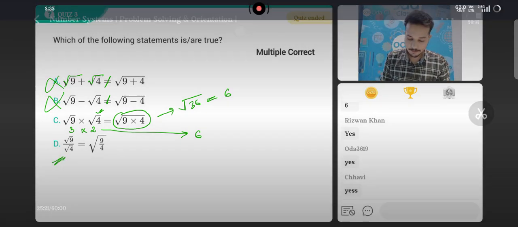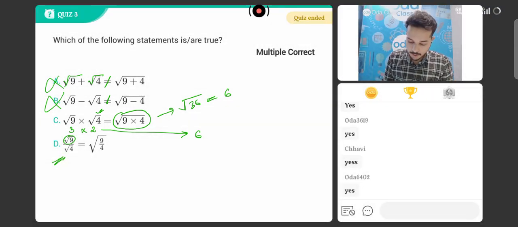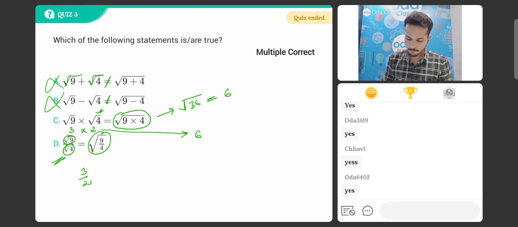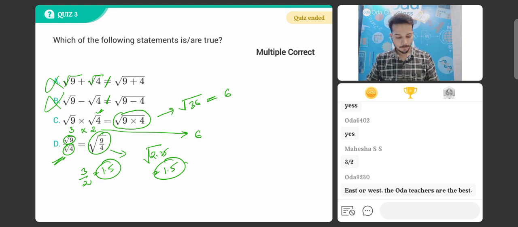Okay. Tell me this. What about division? So root 9 is 3. Root 4 is 2. So 3 by 2. 3 by 2 is 1.5, right? 1.5 it is. And this is root of 9 by 4, which is root 2.25. And if you solve the root, you will get 1.5 only. You will see both the sides are exactly the same.